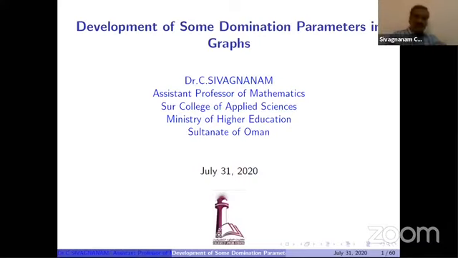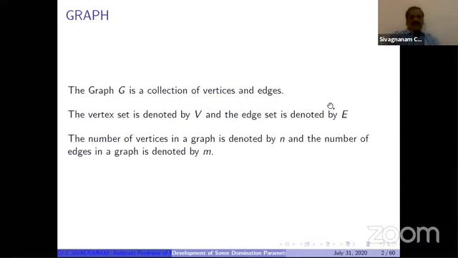Now, we are entering the topic. Today we are discussing the development of domination parameters in graphs. What is a graph? We know the graph is a collection of vertices and edges. We have different mathematical definitions, but here I am saying the graph G is a collection of vertices and edges.